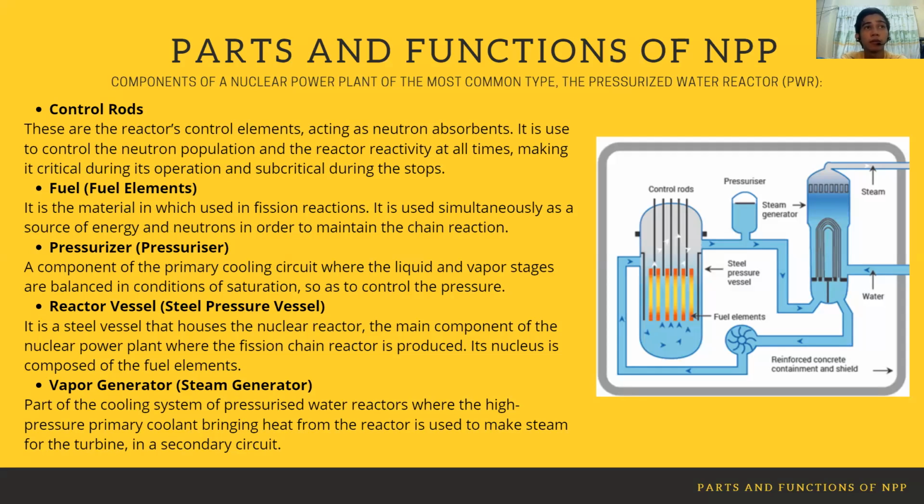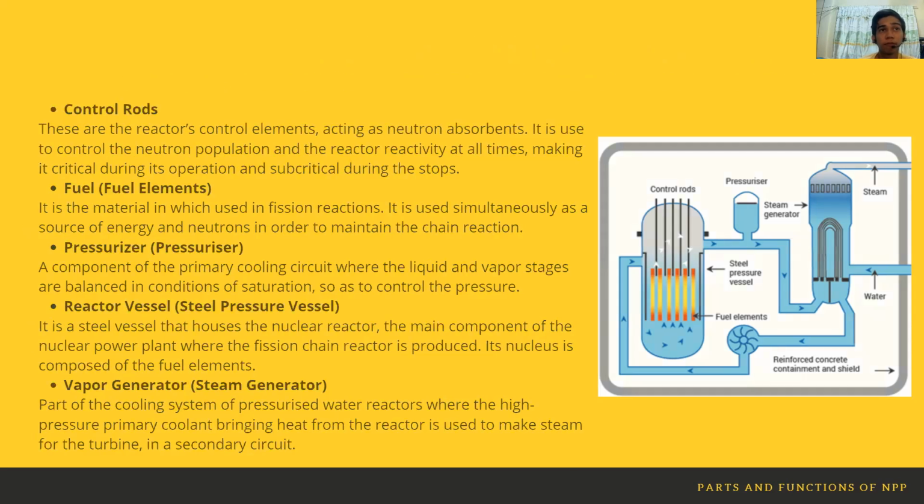Reactor vessel, or what is also called the steel pressure vessel. It is a steel vessel that houses the nuclear reactor, the main component of the nuclear power plant where the fission chain reaction is produced. Its nucleus is composed of the fuel elements. The vapor generator or steam generator, part of the cooling system of pressurized water reactors, is where the high pressure primary coolant bringing heat from the reactor is used to make steam for the turbine, secondary unit.